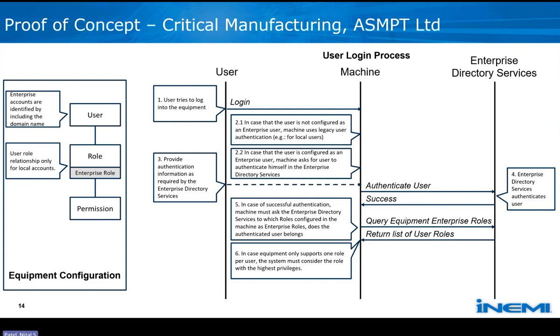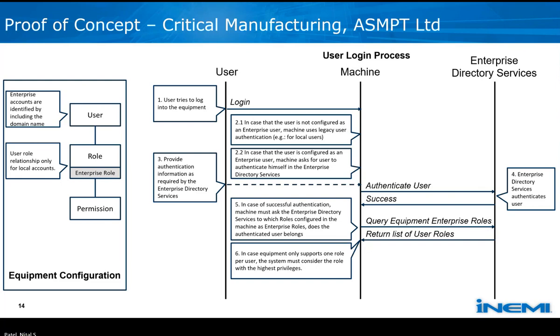Very important, we have to support backward compatibility. Legacy users will continue to work as they were. Whenever the user tries to log into the equipment, if the username does not have the domain prefix, it's authenticated using the legacy mechanism, and then the system resolves the user to the role that the user is assigned. If the user has this domain prefix, the system assumes that this is an enterprise user, and it will try to authenticate the user against the enterprise directory services. So the enterprise directory services need to request what information it needs.